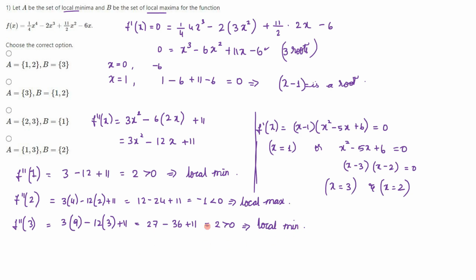So here the set A is the set of local minima. The local minima are 1 and 3, right? What about maxima? We have only one maximum, which is 2. That is the last option.